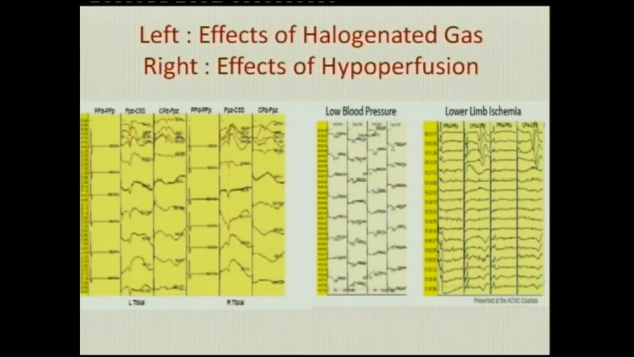Here is an example to see the halogenated agents. These are the peripheral potentials. They are quite good, but centrally, these cortical potentials disappeared with the anesthetic agents. And here also is the cortical potential, but the subcortical potential shows little change.